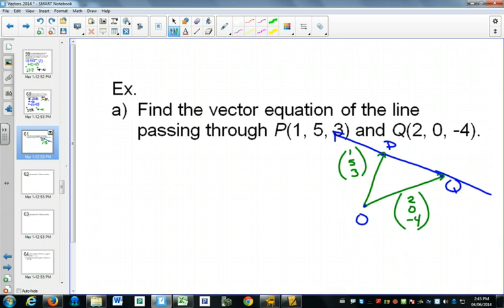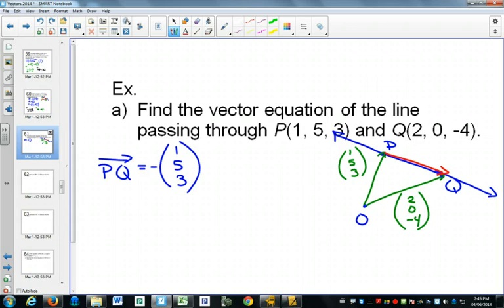If I want to find this line, I need a point to start with. Well, obviously, we have a point, but I also need the direction. The direction it's going is from P to Q. Or you could do Q to P. It really doesn't matter. How do I find P to Q? Well, I would take 1, 5, and 3.